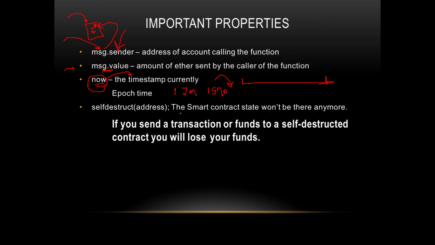Next we have self-destruct. Self-destruct is a function of Solidity which destroys the smart contract, and it will take an address as an argument, so that all the money or funds kept in the smart contract will be directly given to this address and the smart contract will be destroyed.